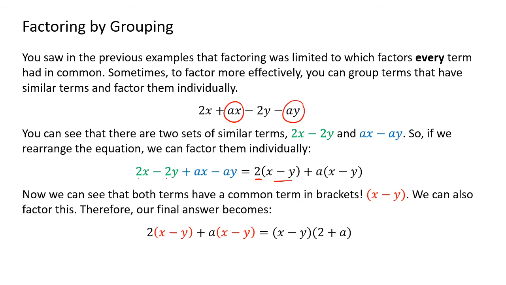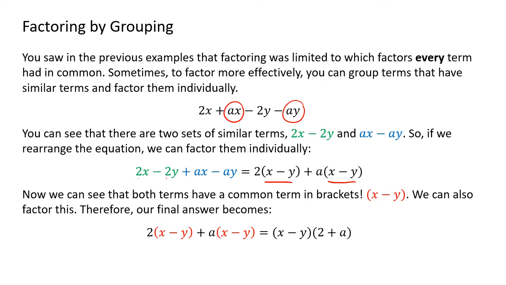Then we have plus, and in the next two terms, we can remove the a and factor it. So we have a times x minus y. Well, now you see we've got two terms that are multiplied. We have 2 times x minus y plus a times x minus y.